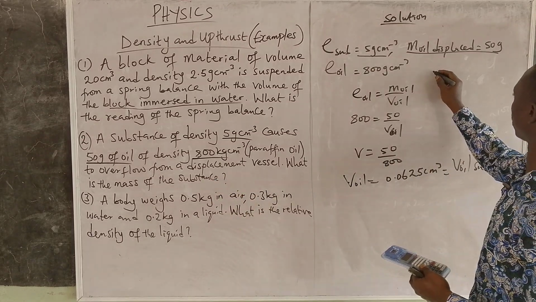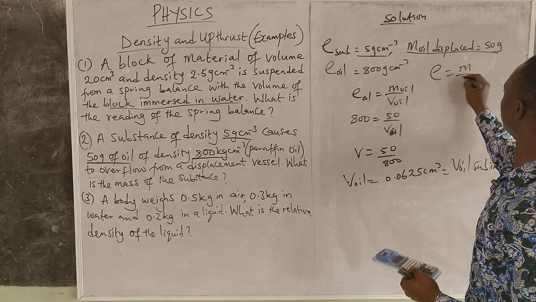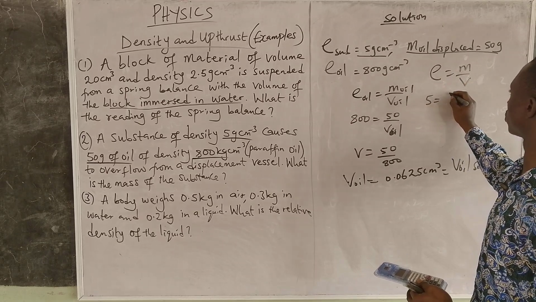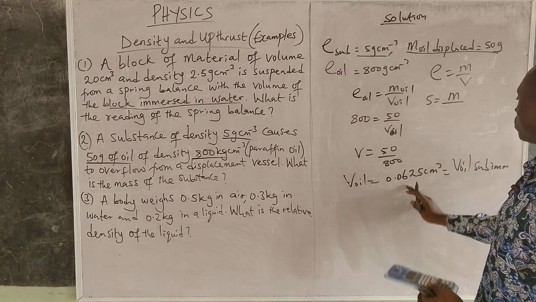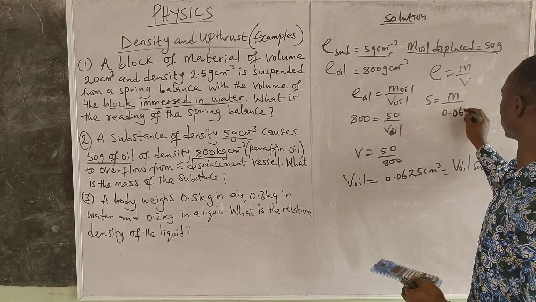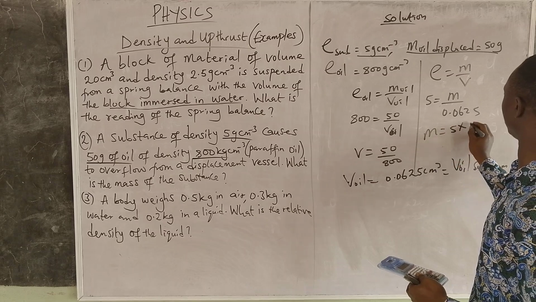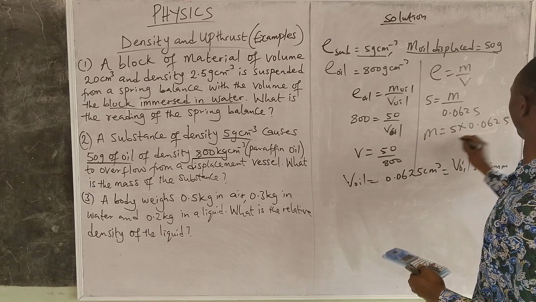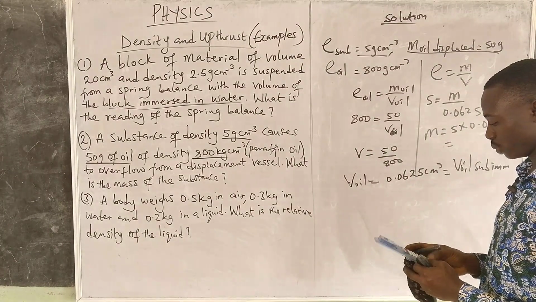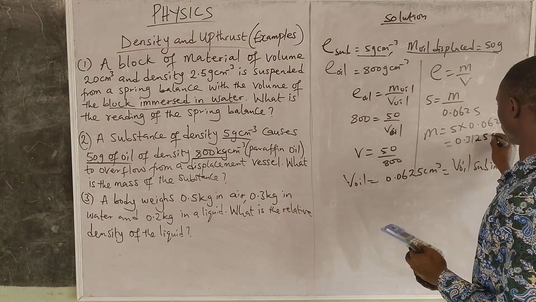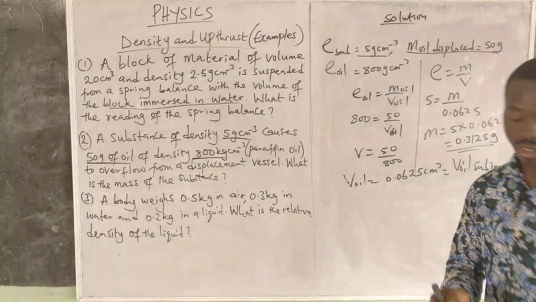So we can use the formula now. Density equals mass over volume. What's the density of the substance? 5. What's the mass of the substance? That's what we are looking for. Then what's the volume? 0.0625. Therefore, the mass of the substance, M, will be equal to 5 times 0.0625, which is equal to 0.3125 grams. So this is the answer for that.